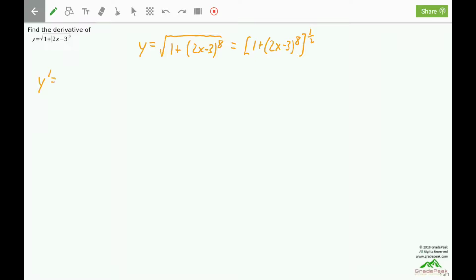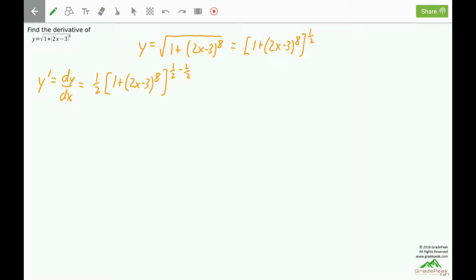The derivative, y prime or dy dx, will be: bring the power down, the 1/2, leave the entire inside alone, so 1 plus (2x minus 3) to the 8th power, all of that raised to the, subtract 1 from the power, 1/2 minus a 1, I will call it a 2/2. But since the inside is not just an x, but an entire expression, we have to take the derivative of the inside and multiply it.